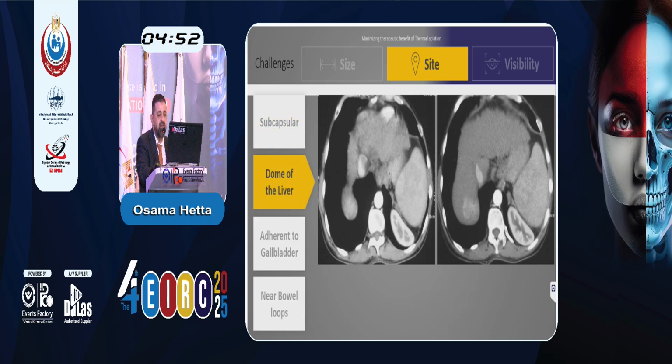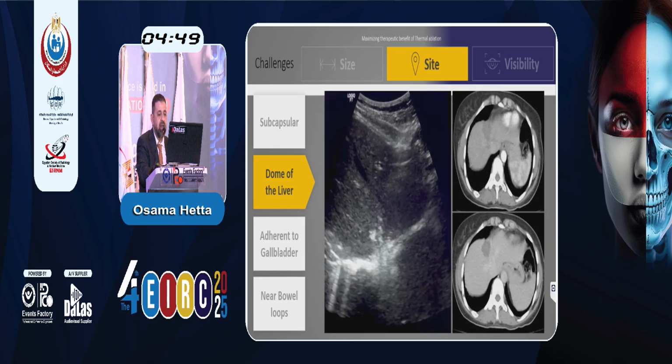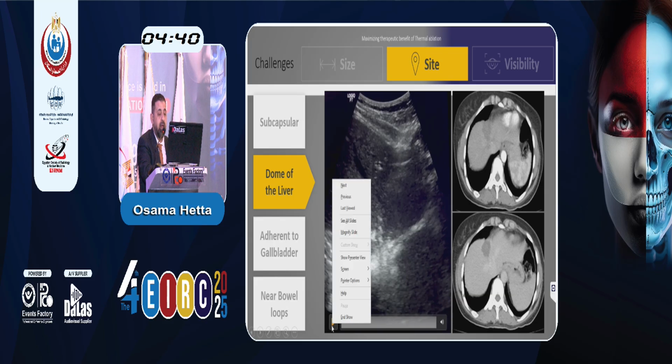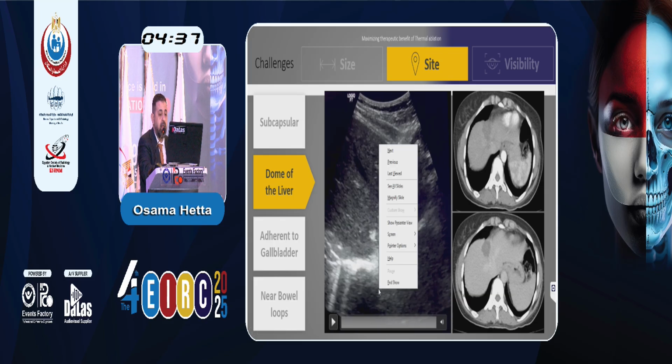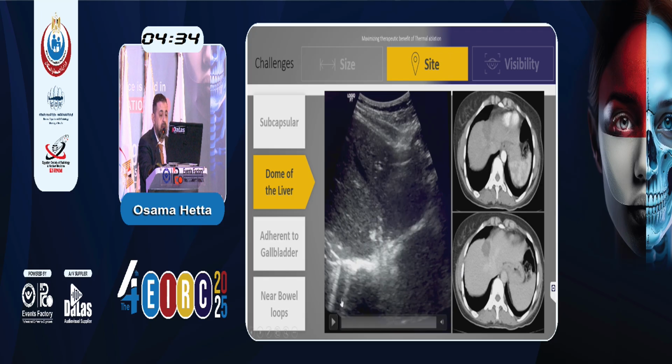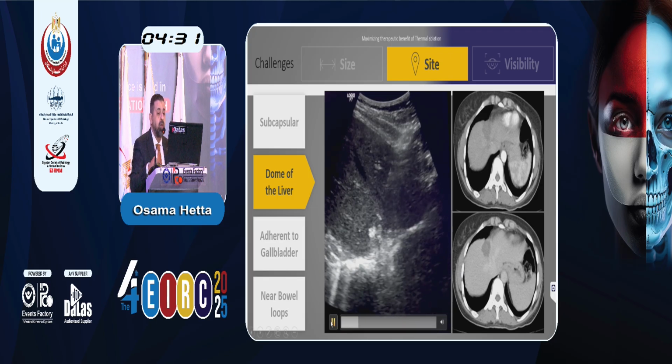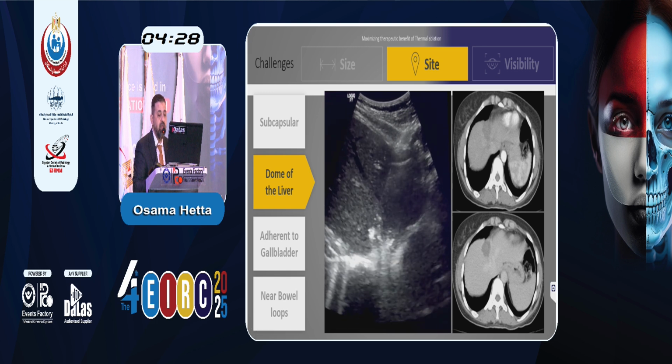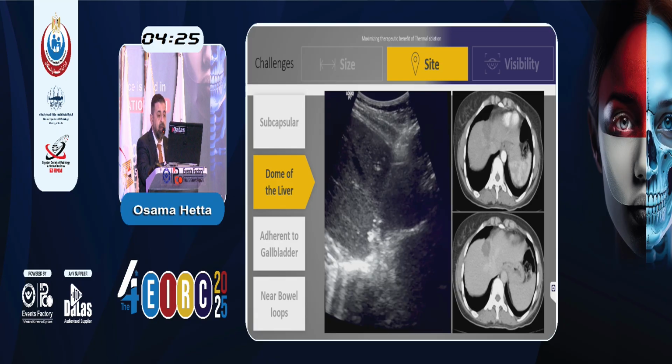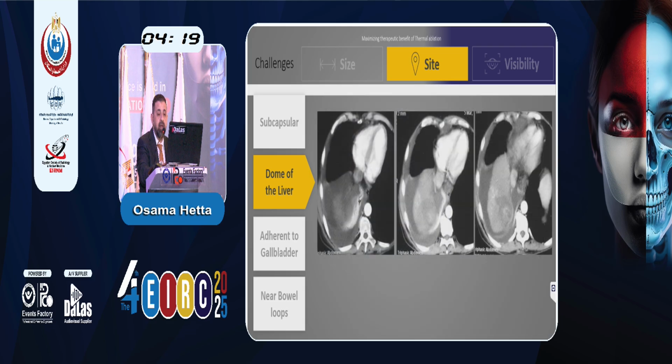Also, a lesion in the dome of the liver, like this lesion, we can ablate safely, provided that you can see well by ultrasound the tip of the needle. Look here, we ablate beside the heart, and we can get the necrotic area on the right-hand side. The pleural effusion following ablation in the dome of the liver is accepted, and it is resolved by medical treatment or conservative management.